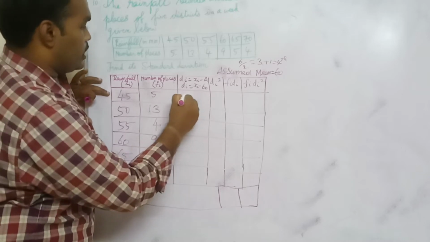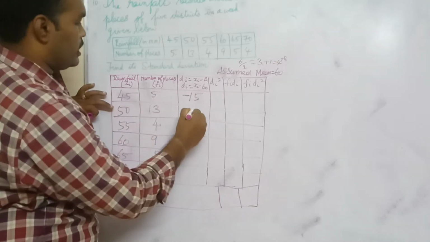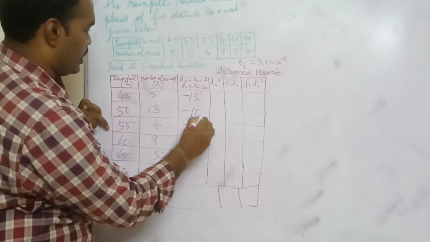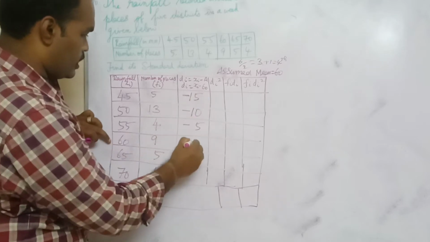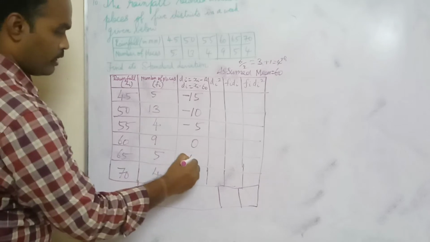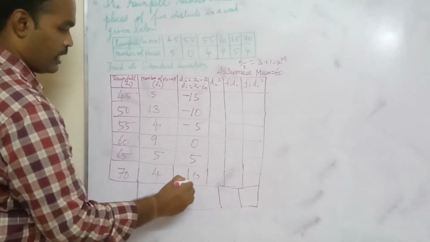45 minus 60 is minus 15. 50 minus 60 is minus 10. 55 minus 60 is minus 5. 60 minus 60 is 0. 65 minus 60 is 5. 70 minus 60 is 10.